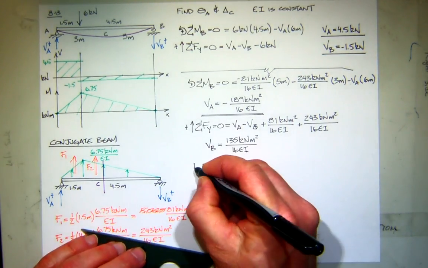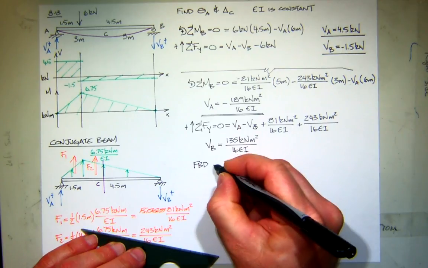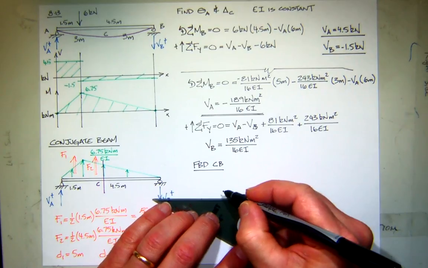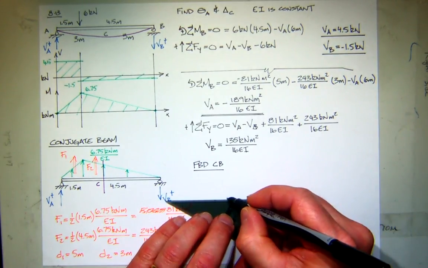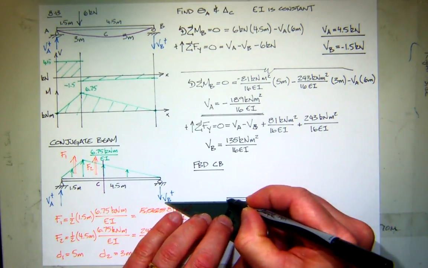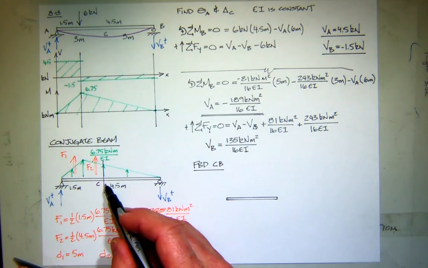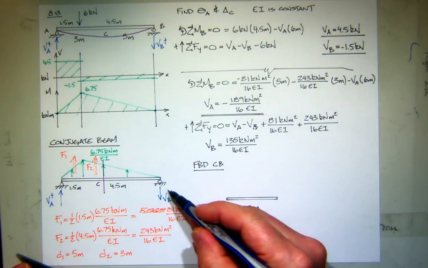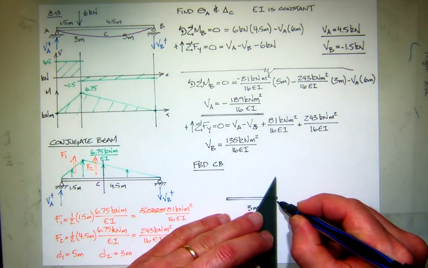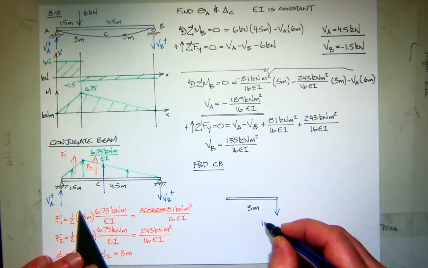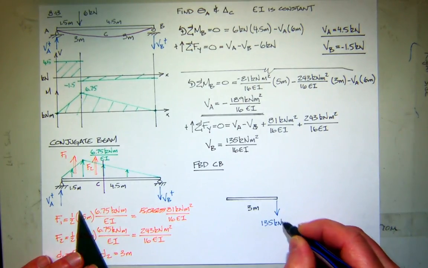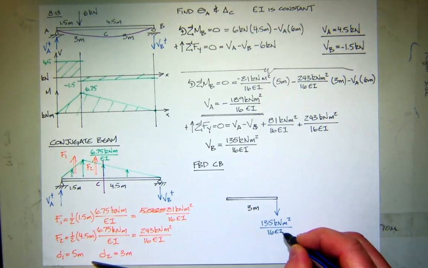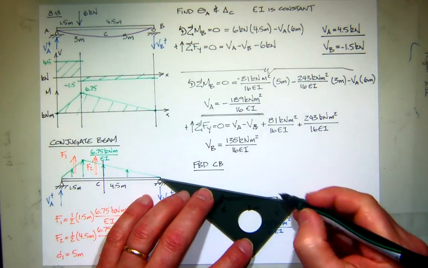So now I'm going to draw a free body diagram of C to B. So let's see if I can do that. At C is the center, so this will be at 3 meters. On the right-hand side, the shear at B, we got a positive value, so it is down. 135 kilonewton meters squared divided by 16 EI. And then I have the loading.